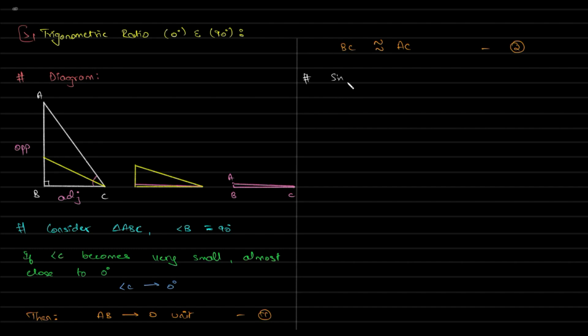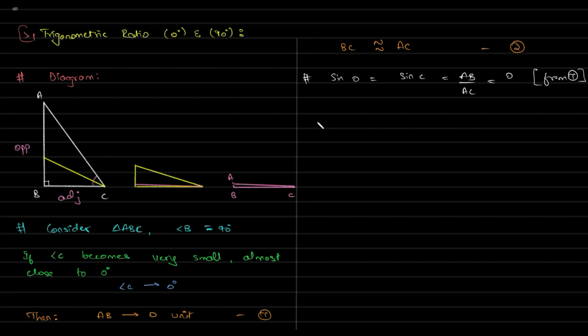Then we have sine of 0 is equal to sine of C. So we're looking at sine angle C becoming 0, right? So with respect to C, opposite is AB by hypotenuse is AC. Because AB is equal to 0, 0 by anything is 0. This is from equation 1.